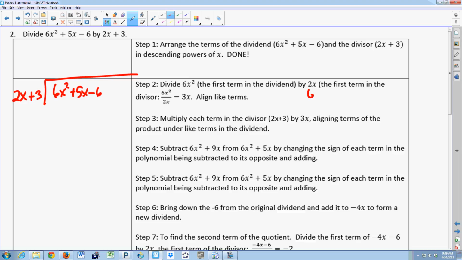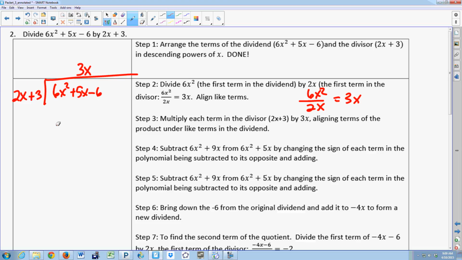So you say 6x squared divided by 2x gives me 3x. Now it's important where you place the 3x. Think of this as your hundreds column. Your 3x would be like in your tens place. So put it right above the like place value. So you put your 3x up here, and now you multiply 3x by each of these terms here.